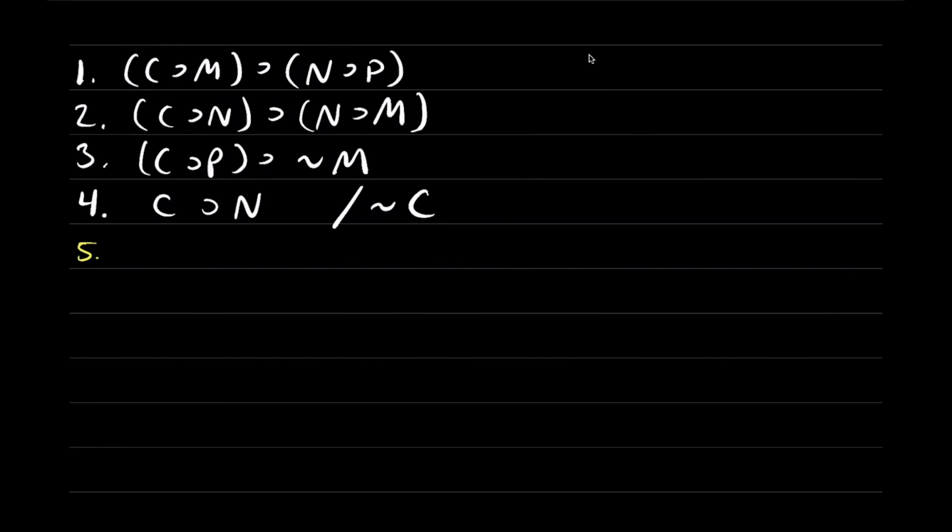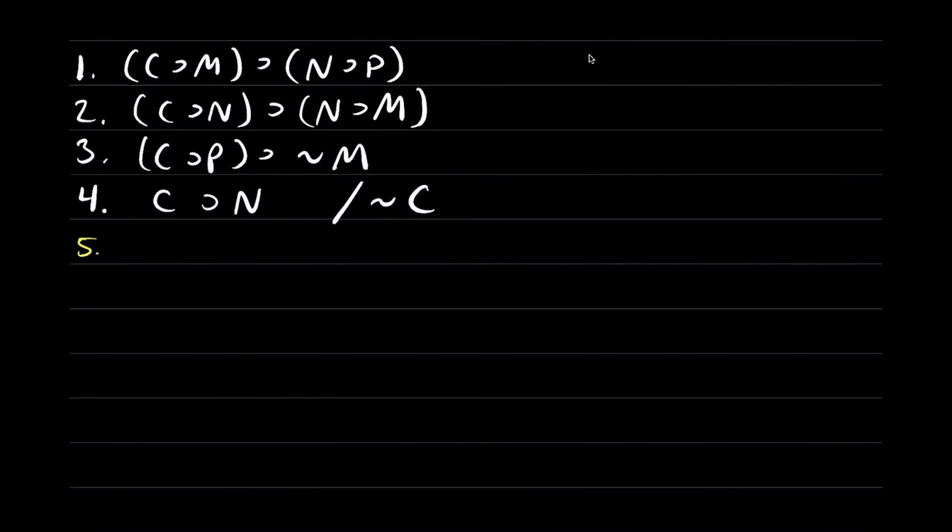On line 3, we've got a conditional. If C implies P, then, make sure you notice the main operator there, then not M. Line 4 says that C implies N, and we're trying to show that from that, C is false.